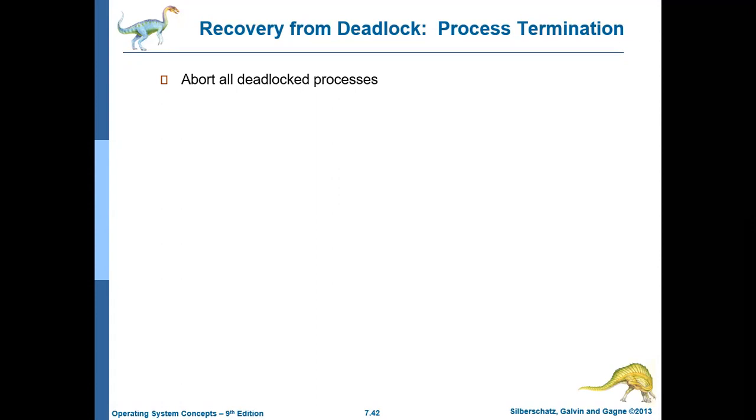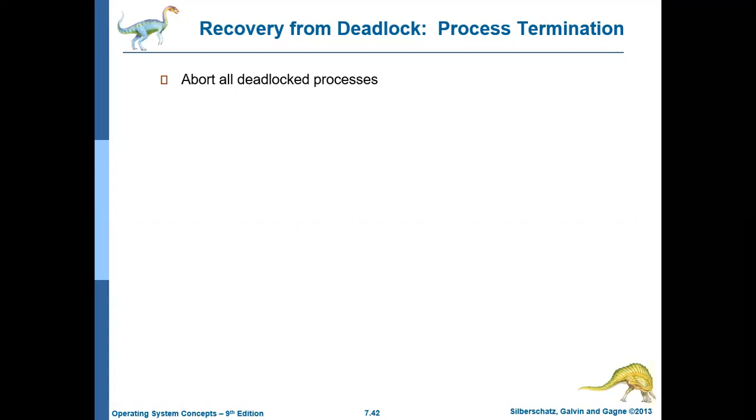But this is a solution which comes with a great expense, because we don't know the state of each process, how long they have computed, and how many resources they have used. All these things are just discarded, and their partial computations too. Everything is discarded, and the processes have to recompute everything later when they begin after some time. So this is the first method, which says just abort all the deadlocked processes.